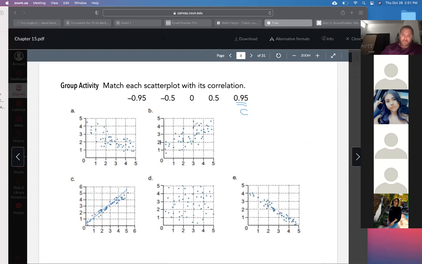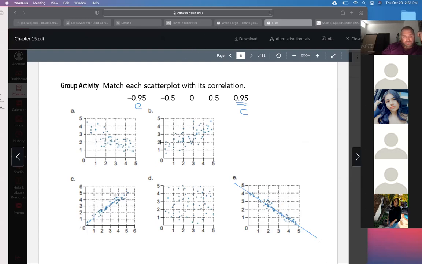Okay. How about the negative 0.95? Which of these is a very strong negative linear plot? E. We agree with that? Very strong negatively linear? That's a horrible line, but yes, do we agree? Okay.